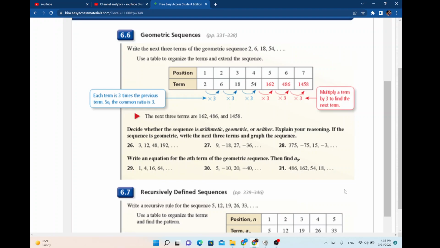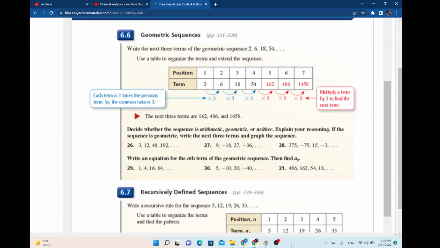So it depends on what kind of people students want to hang out with. Sometimes there's a special pattern in terms of the numbers, either the ages or things that they prefer to do. If you try to arrange that in order, you'll see a pattern there. So here's the example for the pattern. Decide whether the sequence is arithmetic, geometric, or neither. Explain your reasoning. If the sequence is geometric, write the next three terms and the graph of the sequence.